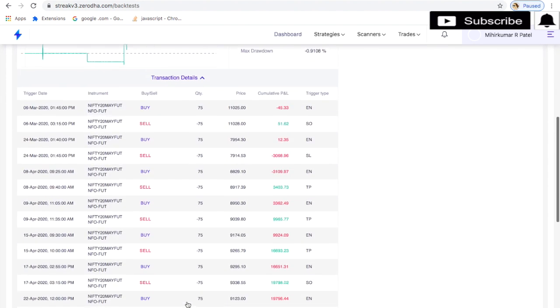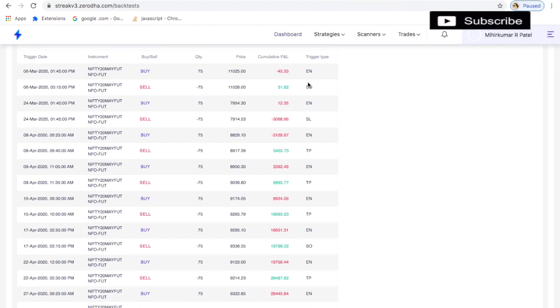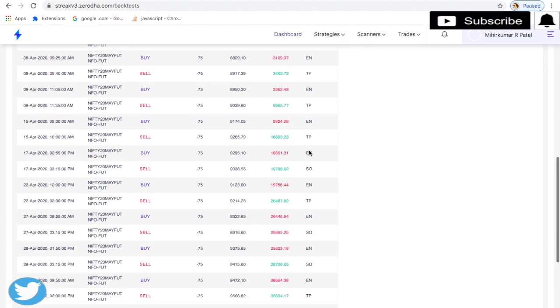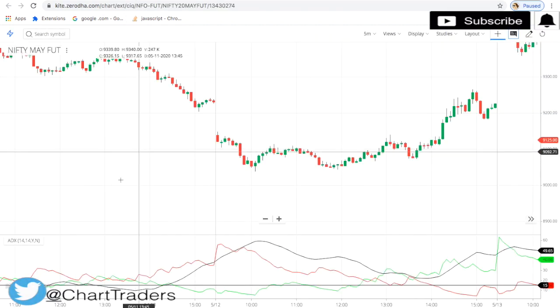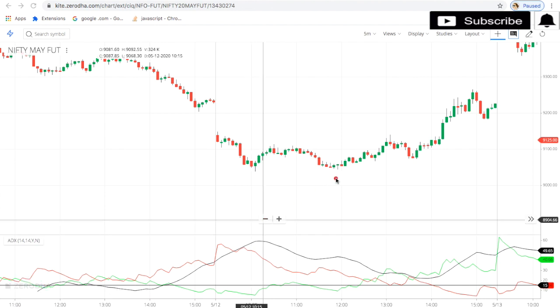You can also see the transaction history. Here SO means MIS exit around 3:15, EN is the entry point, SL means stop loss and TP is target. We can see on 12th May around 210 we have the entry point and 230 is the exit point. So around here.